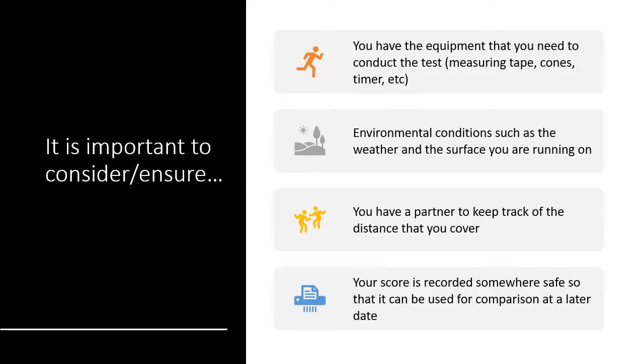On the right hand side of this slide, you'll see a list of things that are important to consider before you complete a 12-minute Cooper run. So you need to make sure you have the equipment that you need to conduct the test, so a measuring tape, cones, a timer, etc. The environmental conditions such as the weather and the surface you're running on. As we mentioned before, this can have an impact on the accuracy of your results. And next one, you have a partner to keep track of the distance you cover. Again, this can impact the accuracy of your results if your partner is not paying attention. Your score is recorded somewhere safe so that it can be used for comparison at a later date when you retest. So for example, this would be giving your score to your teacher.